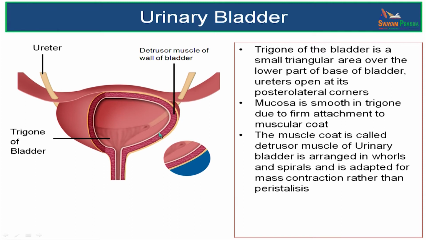The muscle coat of the bladder is called the detrusor muscle. I repeat, the muscle coat of the bladder is called detrusor muscle. How is it arranged? It is arranged in whorls and spirals. What is it for? It is adapted for mass contraction rather than peristalsis.